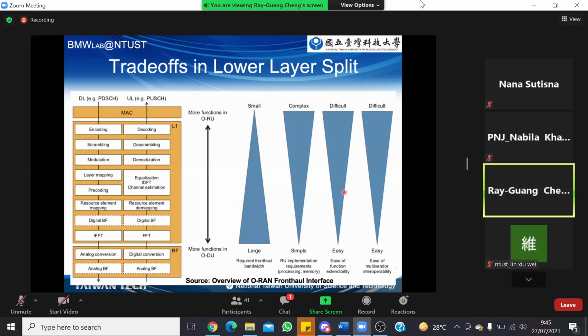So you can also have some similar trade-off in lower layer split. In lower layer, let's go through it one by one. Lower layer means we want to have the split in layer 1, the physical layer.